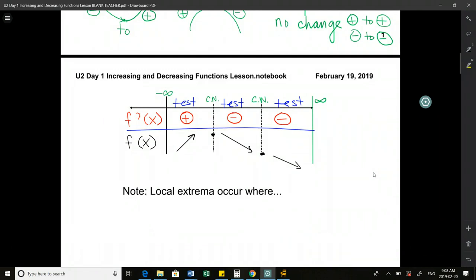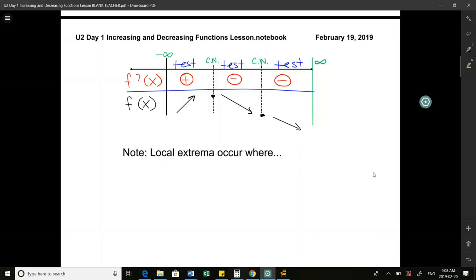Okay, so what has this just told me? So what is this point right here? You can kind of see that this is making a mountain. So what can I gather about this critical number? Local max, right? Yeah. Okay, so now I know this is a local max. What can we gather about the second critical number over here?